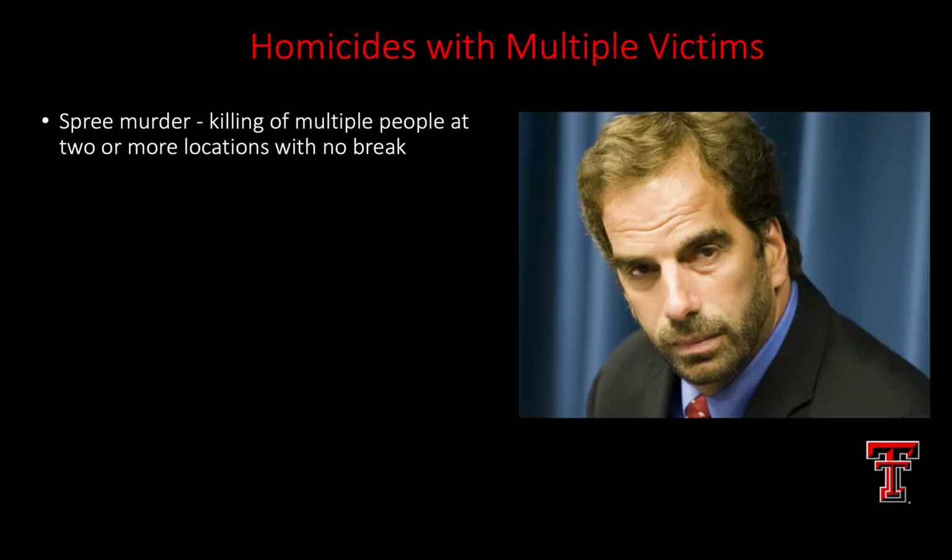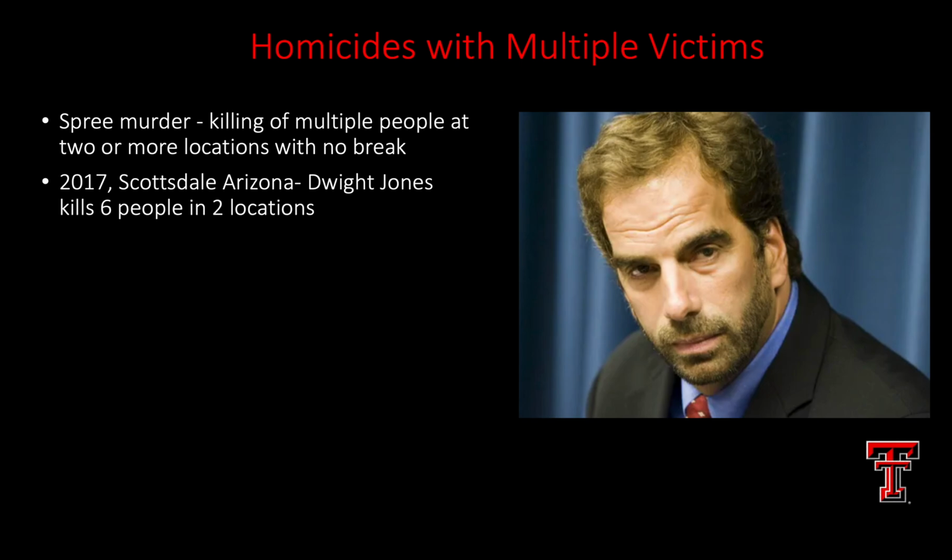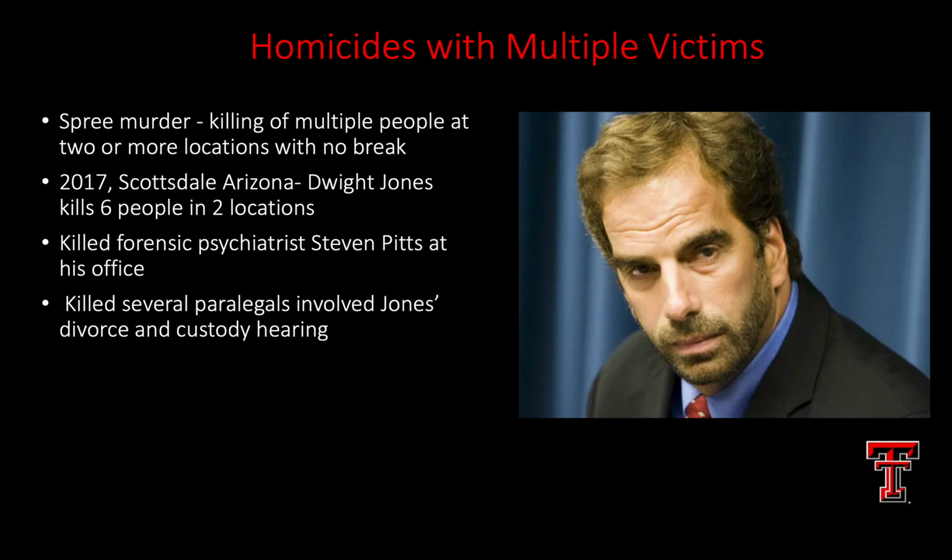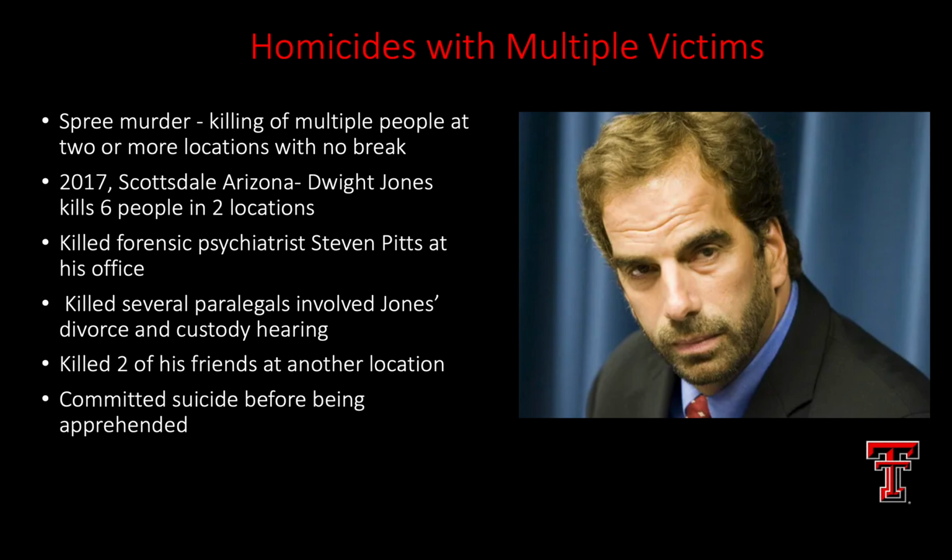Okay, so the last type of homicide with multiple victims is a spree murder. This is a killing of multiple people at 2 or more locations with no break. So in 2011, in Scottsdale, Arizona, Dwight Jones killed 6 people in 2 different locations. First he goes to his forensic psychiatrist, Stephen Pitts, and kills him at his office. He goes to another location and kills several paralegals that were involved with his divorce and custody hearings, and then goes to another location and kills several of his friends. He ends up committing suicide, which is common with spree murders.